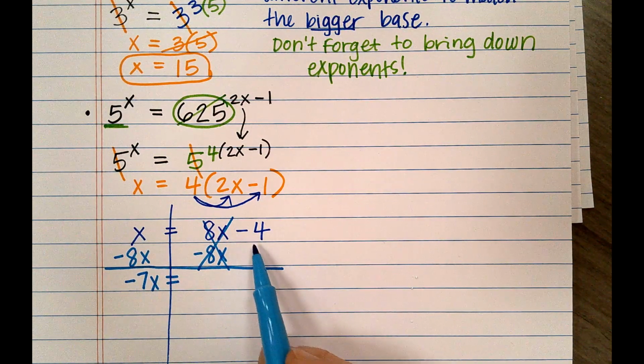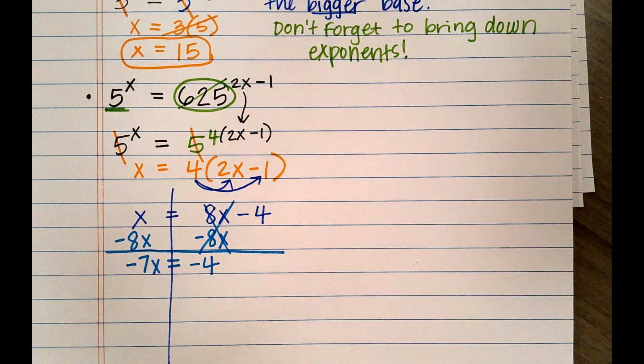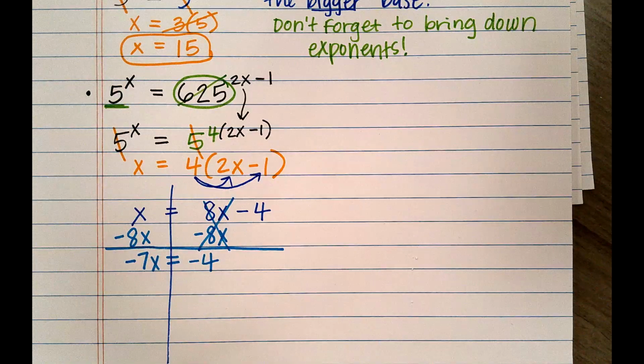equals, what comes down? Negative 4. Good, negative 4. Good, good, good. And last step, we will get a decimal, but that's fine. Divide.